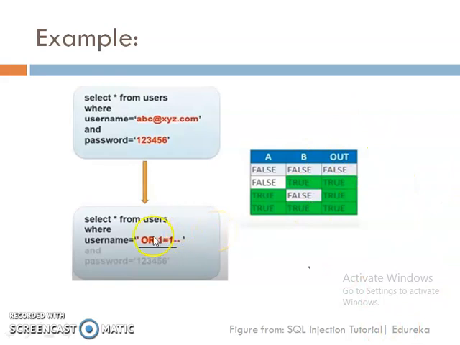So what can the hacker do? Hackers modify the query like this: select star from user where username equals dash or 1 equals 1 hyphen hyphen. Here the underlined part, or 1 equals 1, is the important one. That statement is executed as a true condition. It always becomes true, which means the query is executed. The end portion is shown in light text, and password equals 123456 is no longer required to be executed, because if any one of the conditions becomes true, then the output is always true.